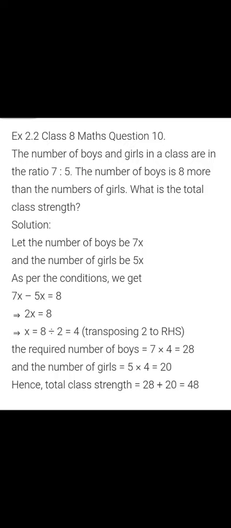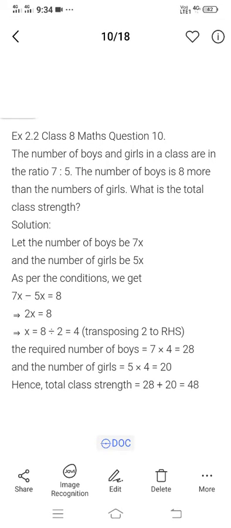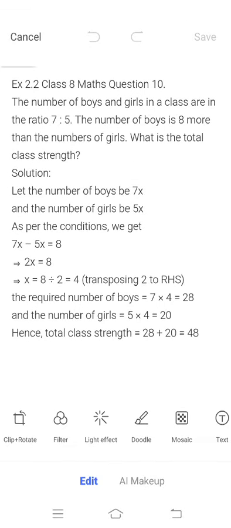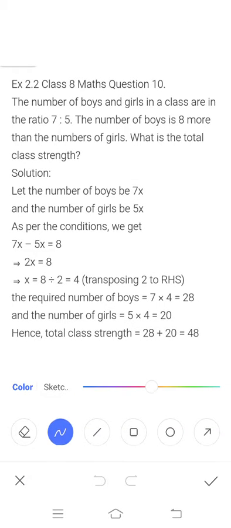So let the number of boys be 7x and number of girls be 5x. Okay, so we have assumed the number of boys be 7x and number of girls be 5x. Okay, now here as per the given condition, the number of boys is 8 more than the number of girls. So boys is 7x.